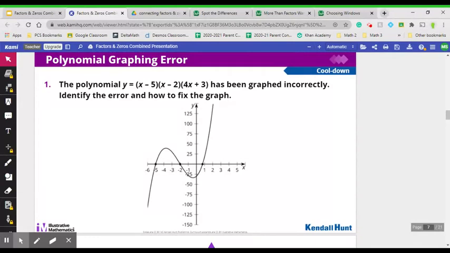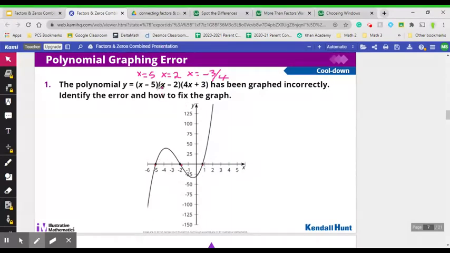So the error is they've used the opposite signs of what you're supposed to. From x minus 5, you would set that equal to 0 and figure out that your x-intercept is 5, and then you'd have 2, and then you'd have your last x as negative 3 over 4. So if you look at the graph, we have the exact opposite of that. We have negative 2, negative 5, and positive 3/4.